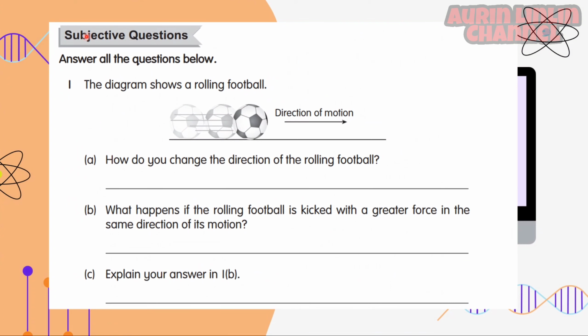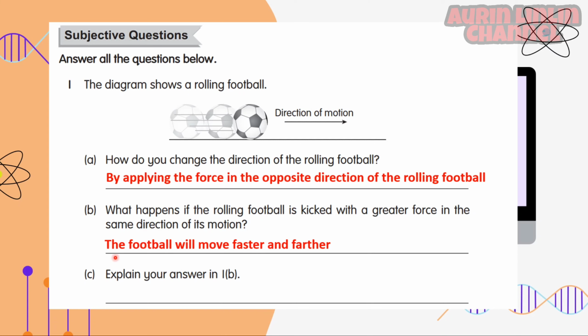Subjective questions. Answer all the questions below. The diagram shows a rolling football, and this is the direction of motion. A. How do you change the direction of the rolling football? The answer is by applying the force in the opposite direction of the rolling football. B. What happens if the rolling football is kicked with a greater force in the same direction of its motion? And the answer is the football will move faster and farther. C. Explain your answer in 1B. It is because the force increases the speed of the rolling football.